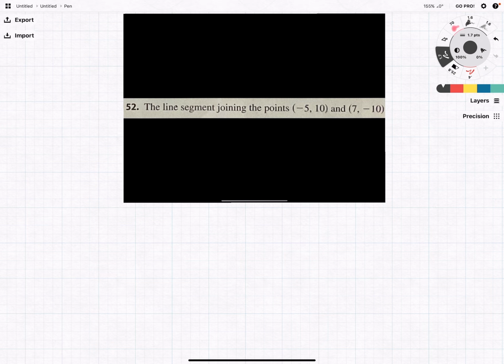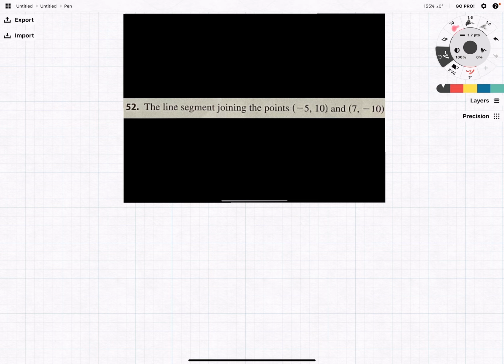This is Stewart Calculus 8th edition, section 1.1, problem number 52. For this problem, we're asked to find the expression for the function of the given curve. Well, this looks like more of a line really than a curve, but it says the line segment joining the points (-5, 10) and (7, -10).